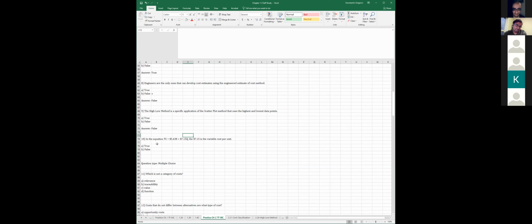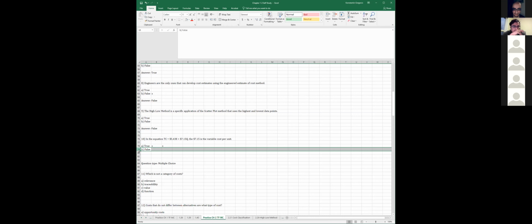Question 10: in the question, total cost, 7.5 is the variable cost per unit. True or false? I think it's true. Anybody think it's false? It's true. Yeah, when Q changes, though. Yeah, 7.15, right? Yeah, true. No problem.